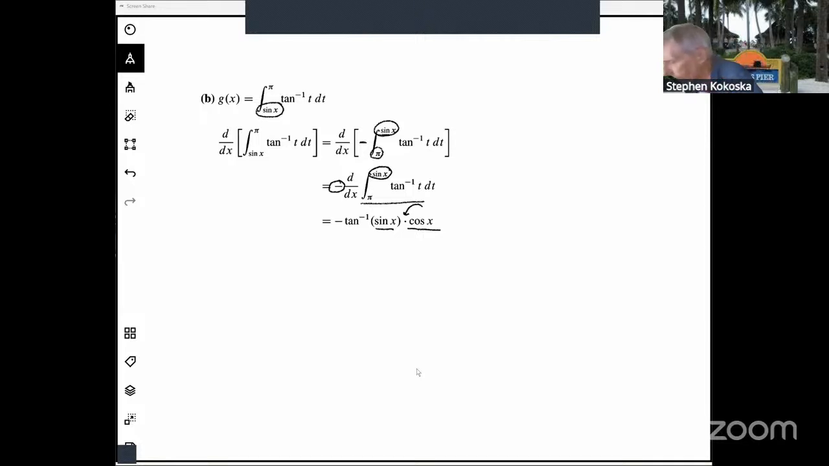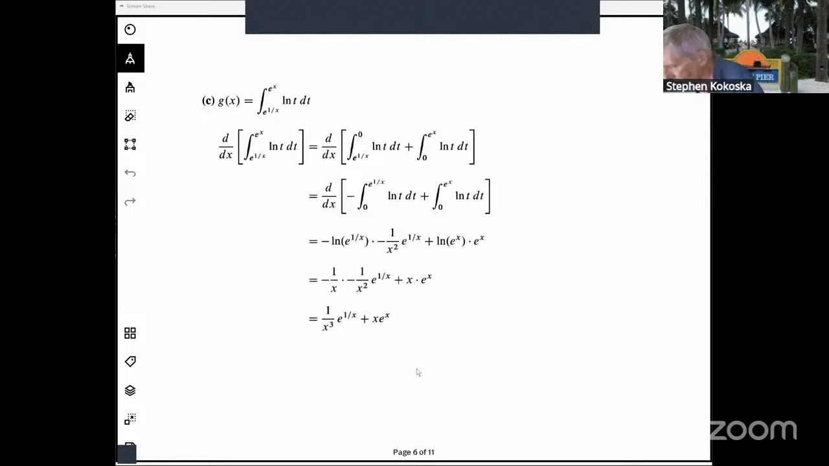Nice problem. Using the fundamental theorem of calculus part 1, but also a property of definite integrals that we learned about. And let's try one more here. Let's take a look at part C. This time I've got a function g of x, which has functions of x, some crazy ones here, e to the 1 over x and e to the x, and there's a log in there as the integrand. Yikes, how do you do this one?